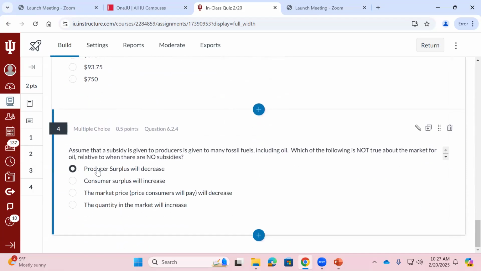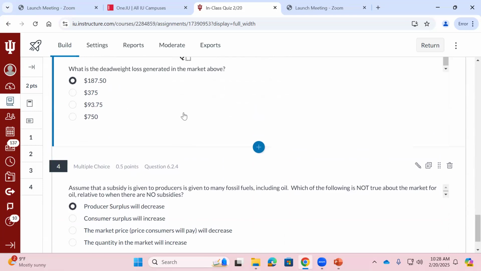And then the answer to the fourth one is just this: producer surplus will decrease. We haven't talked about subsidies yet. We'll save that for Tuesday. But I want you to have this question if you're going back to review later on. I'll expect you to know subsidies for next week.